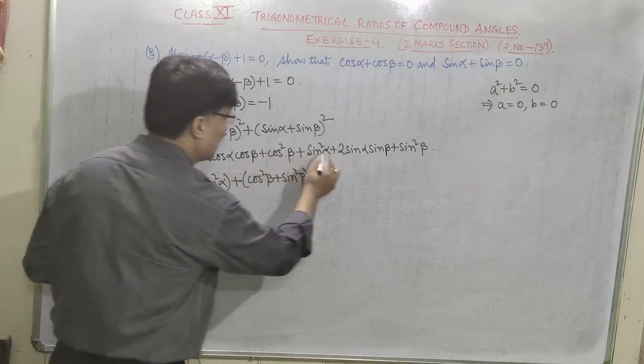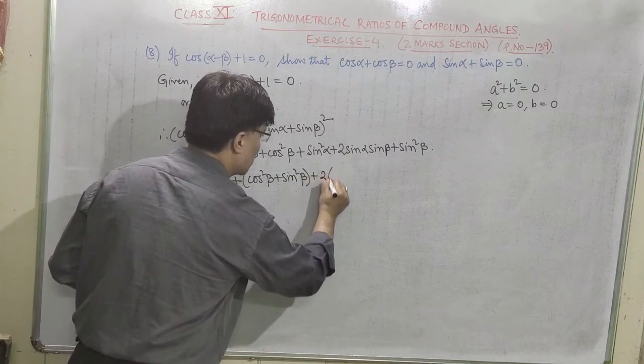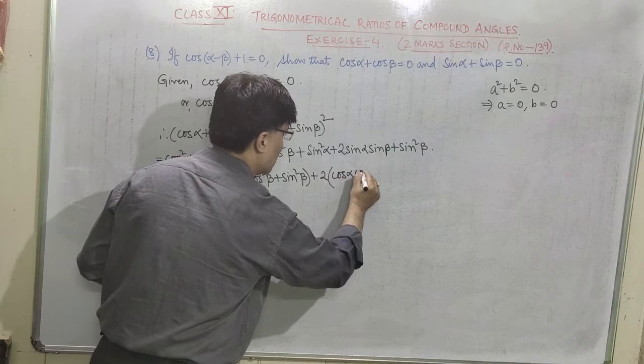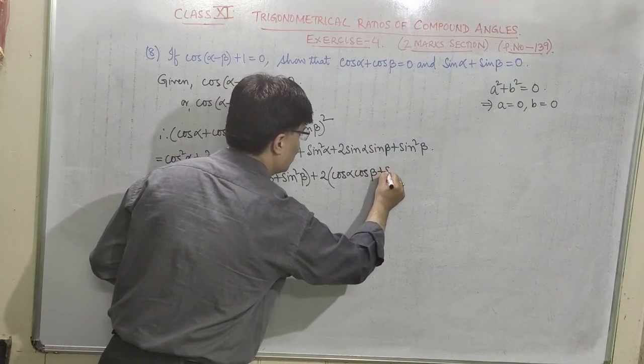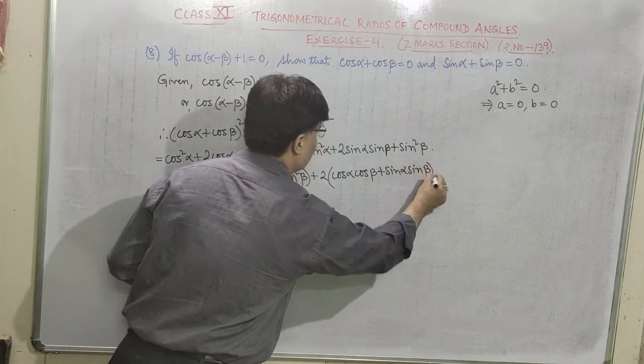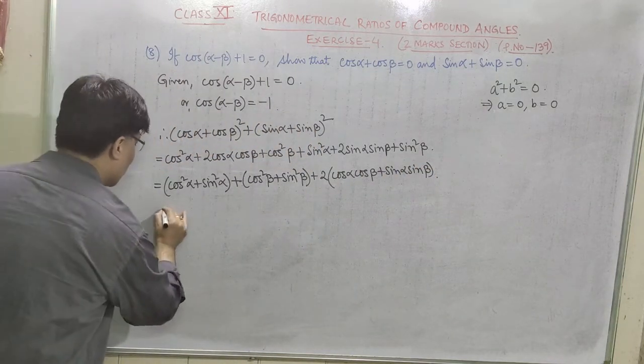And now from this second and fifth, what is common? 2 is common, isn't it? So 2 is taken common. So within the bracket we have cos alpha cos beta plus sin alpha sin beta. Is it clear now? So let us simplify it.